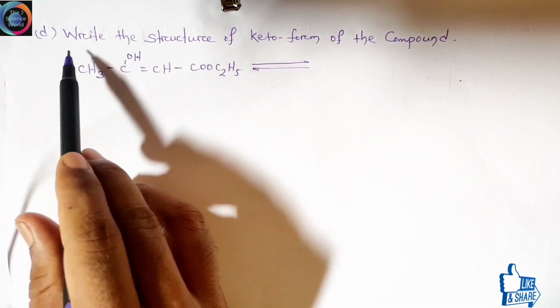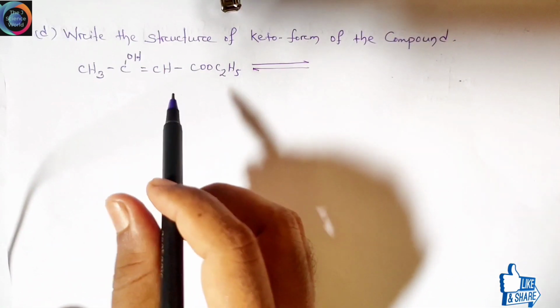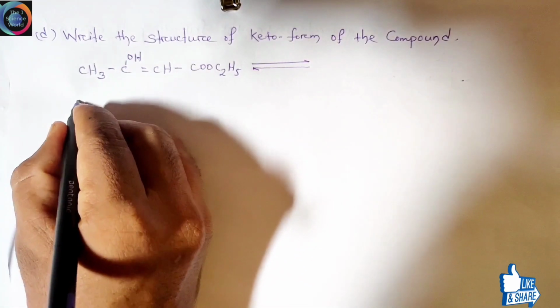Friends, this is question number D. Write the structure of the keto form of the compounds. Friends, we know these questions arise in keto-enol tautomerism.